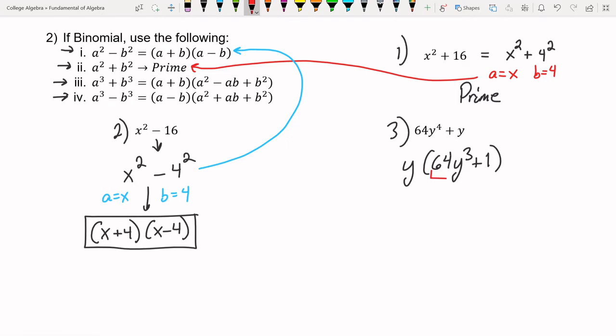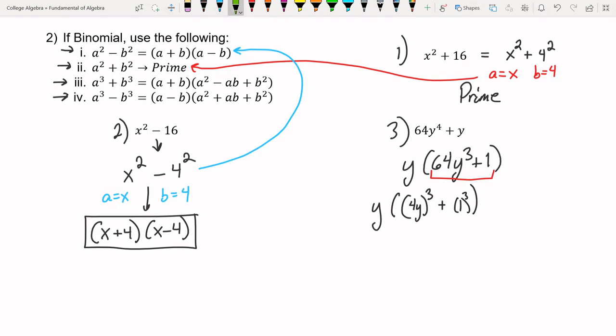Now we look on the inside of the parentheses and ask, can this factor any further? The answer is yes. In fact, I can rewrite this. 64 is the same thing as 4 cubed. So 64y cubed is the same thing as 4y cubed. And 1 can always be written as 1 squared or 1 cubed or 1 to the 4th, whatever you need. So 1 is the same thing as 1 cubed.